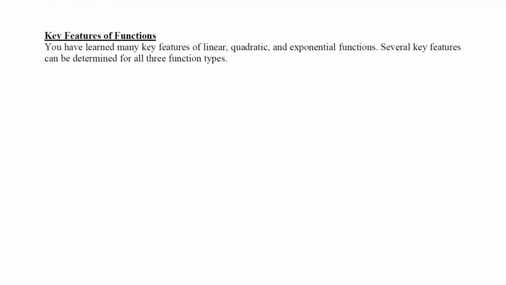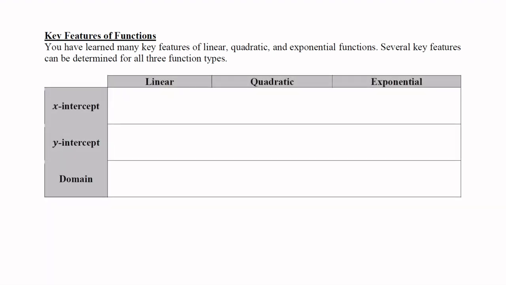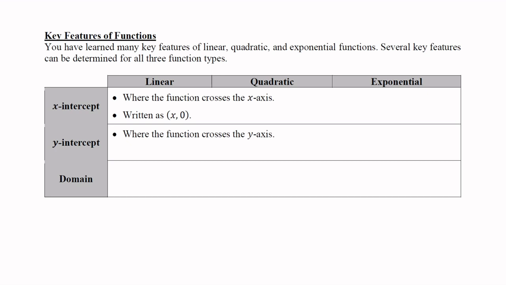You have learned many key features of linear, quadratic, and exponential functions. Several key features can be determined for all three function types. So in this table, we're going to compare what the different function types have in common and what's different between each key feature. Starting with the x-intercept. For all three, it is where the function crosses the x-axis and is written as (x, 0). For the y-intercept, it's where the function crosses the y-axis and written as (0, y). That's going to be the same for all three function types.